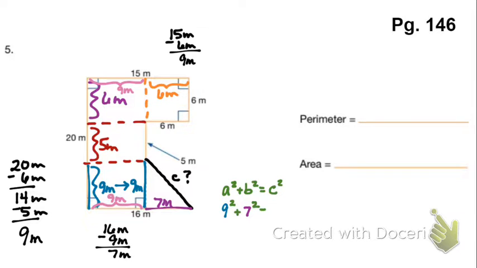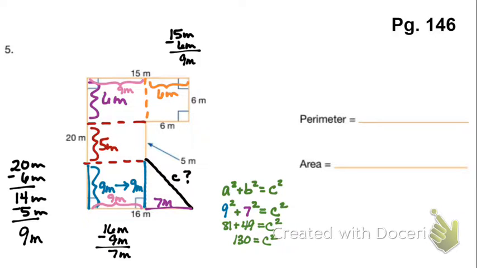What? All of that work because we're trying to figure out what? A side. Which side? A Pythagorean Theorem side. We've got this hypotenuse over here, and we need that so that we can find the perimeter of this whole thing. What is 9 squared? 81 plus 49 equals C squared. 81 plus 49 is 130. Is that going to come out to be a nice, pretty whole number? No. Round it to 1 decimal place for me.